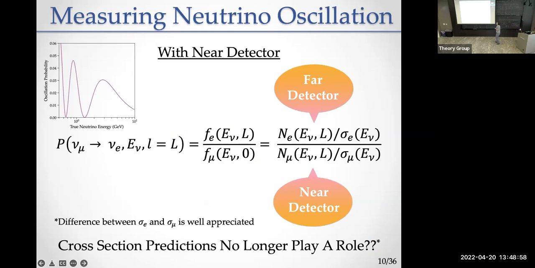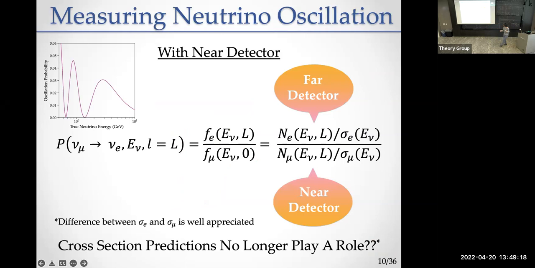So now with a near detector, we don't have to predict this flux. We can just measure the event rate near and far, and it cancels out. Let's assume that the flavor difference between the nu e and nu mu is well understood and under control. Then it seems like, to first order, we don't actually need to know anything about the cross-section. We just need to measure the event rate, it cancels out, and that's it.